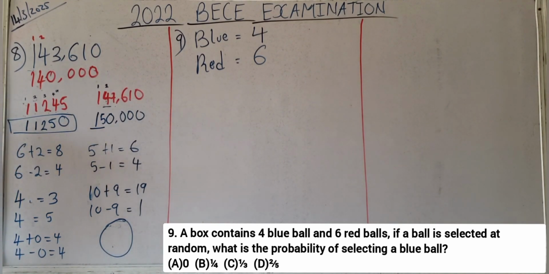Probability simply means the outcome that we desire all over the total outcomes. Listen to the explanation again. I'm going to explain.